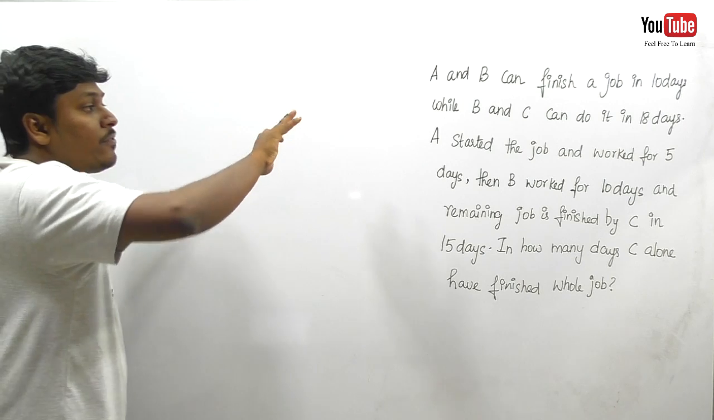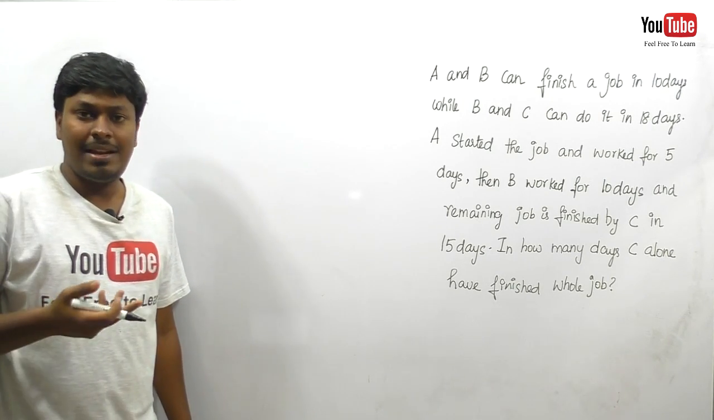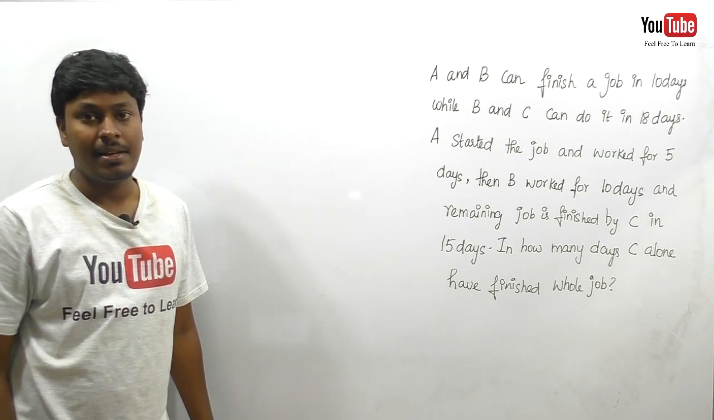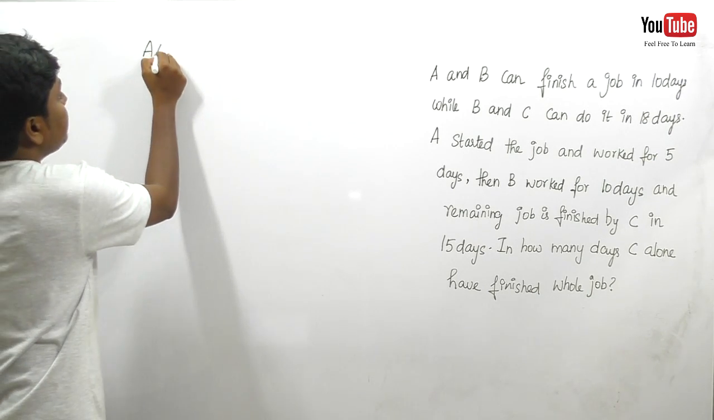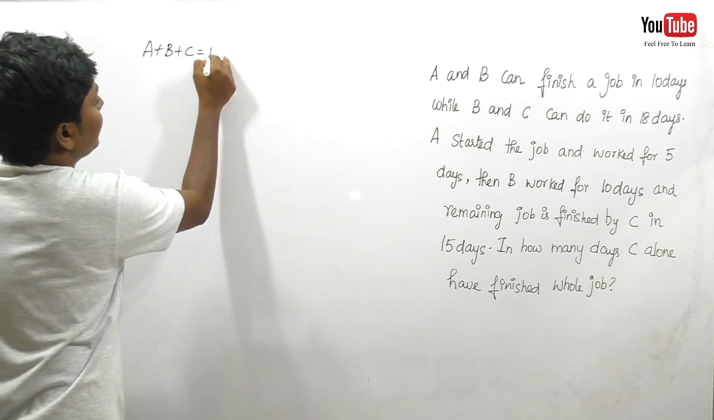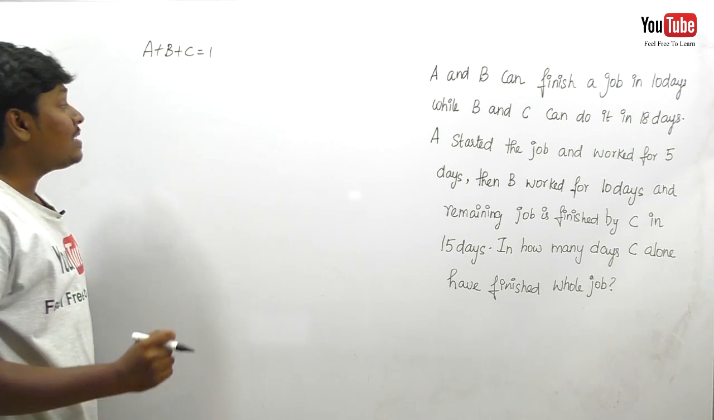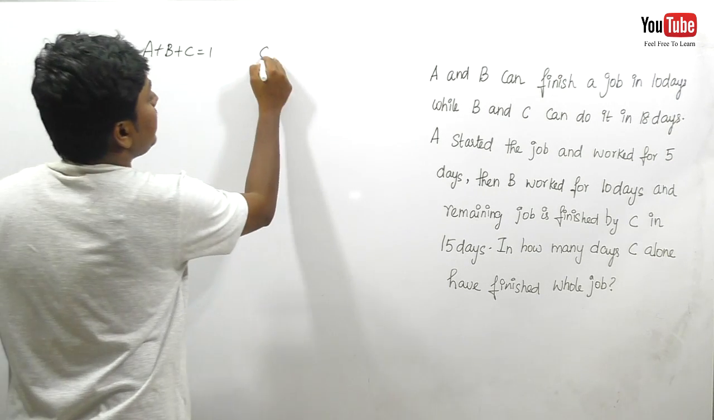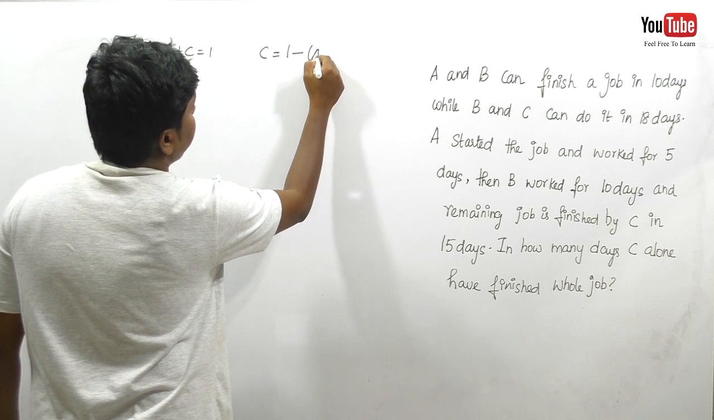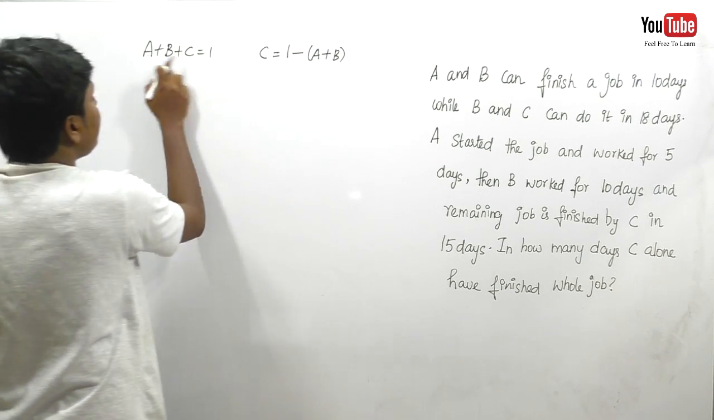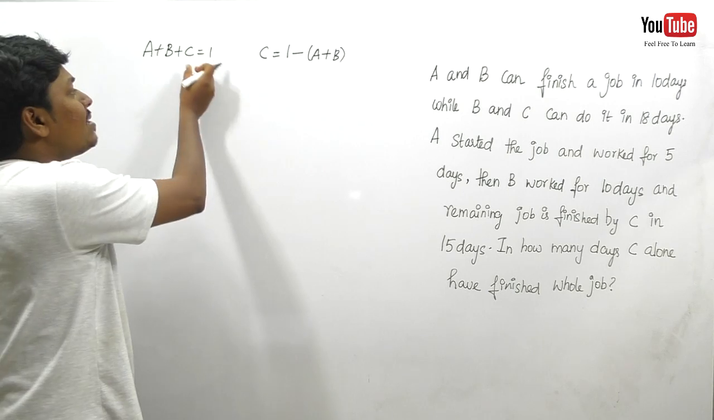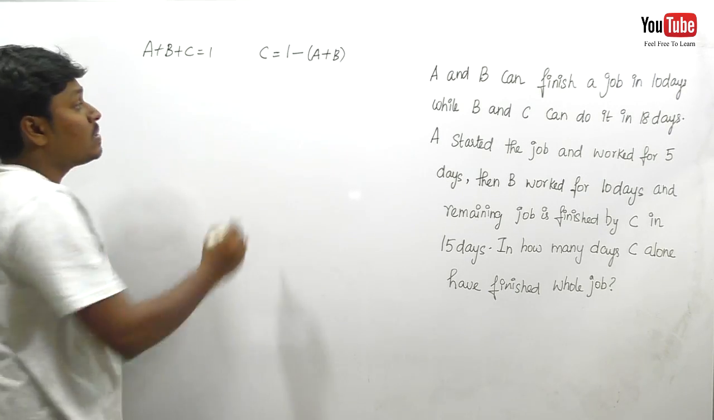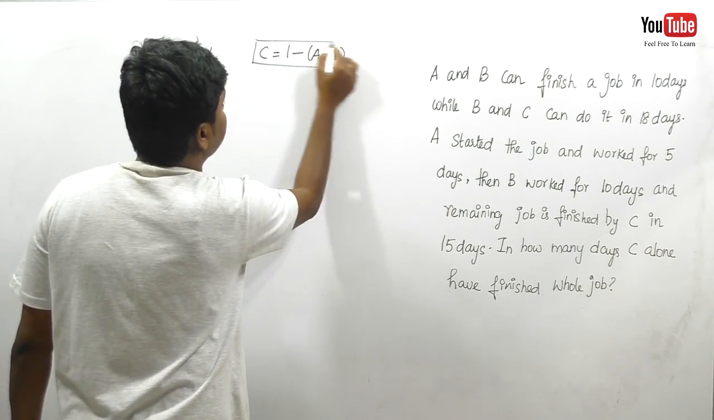If I ask you, if all the 3 persons are working, how many days does the work get completed? Everyone can solve it like this: A plus B plus C is equal to 1, right or wrong? I think everyone knows this concept. If I ask you what is the work done by C alone, then you can say that C is equal to 1 minus (A plus B). This is when all the 3 persons are doing a job. So friends, this is the important concept.